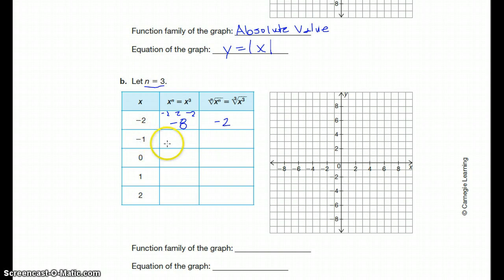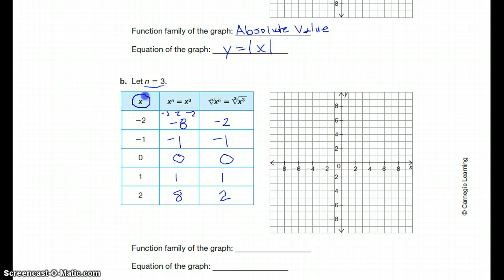If you cube negative 1, negative 1 times negative 1 times negative 1 is still negative 1. And if you cube root negative 1, you still get negative 1. If you cube 0, you get 0. If you cube root it, you get 0. If you cube 1, 1 times 1 times 1, and then you cube root it, you still get 1. If you do 2 times 2 times 2, you get 8. The cube root of 8 is a positive 2. And we notice that these values are different from what we saw above.